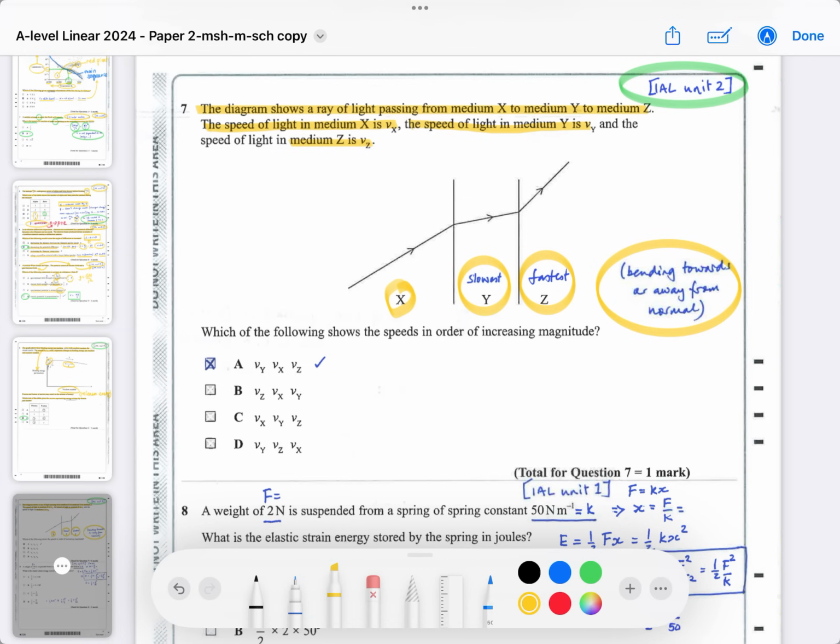Which of the following shows the speeds in order of increasing magnitude? So you want the fastest at the end, so Vz at the end. These two have Vz at the end. And you want the slowest at the beginning, and the slowest is Y. So this one is incorrect, it's got X first. So the answer is A. Okay?